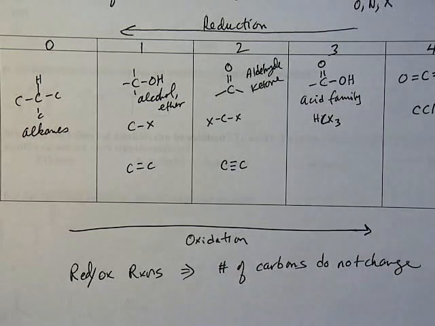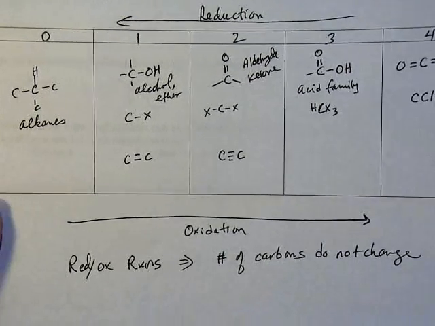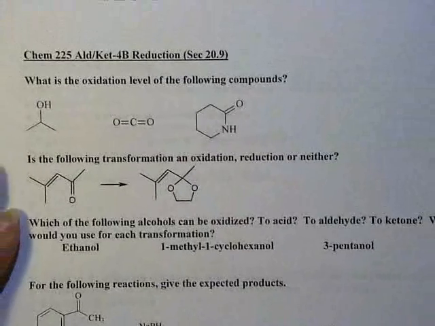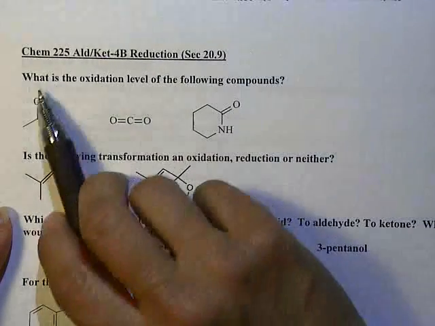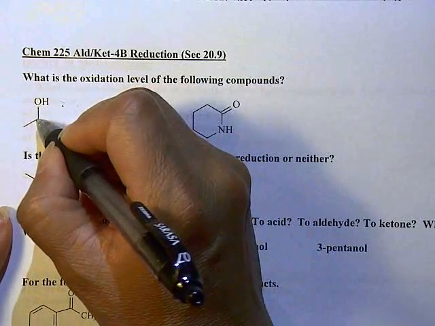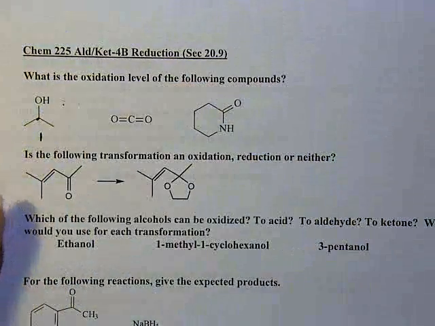All right, so that's how you know when there's a transformation if a reduction or oxidation is needed, rather than a carbon-carbon bond forming reaction or other things like that. So let's do a couple examples to make sure that you get this concept. Okay, so here are some questions. What is the oxidation level of the following compounds? So you're looking at this carbon, which has a heteroatom, so this is oxidation level 1.